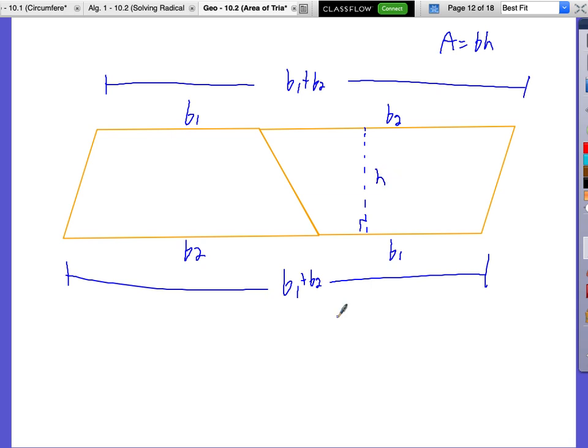Not perpendicular, okay? So for a trapezoid, you end up having base 1 plus base 2, in parentheses, because you do that first, times your height. But here's the thing. This would be the area of how many trapezoids? Two. Do we want the area of two trapezoids every time? No, you just want one. So you divide by 2.